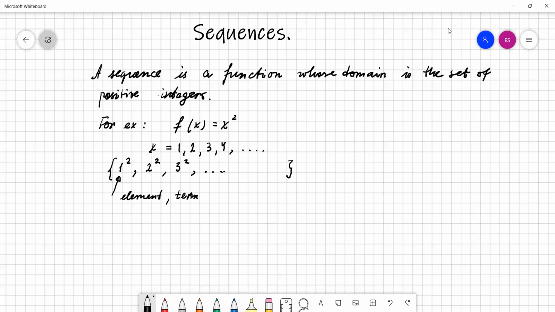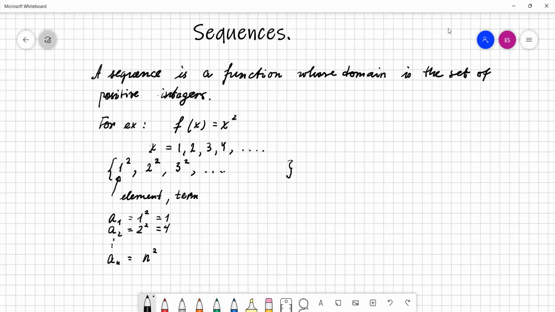What else? We are going to label them as A1. So A1 is equal to 1 squared, or just 1, right? A2 equals 2 squared, or 4, and so on. An equals what? n squared. Here, the index is showing the position of the element in this line. And you see that the element itself depends on this position, like n squared.